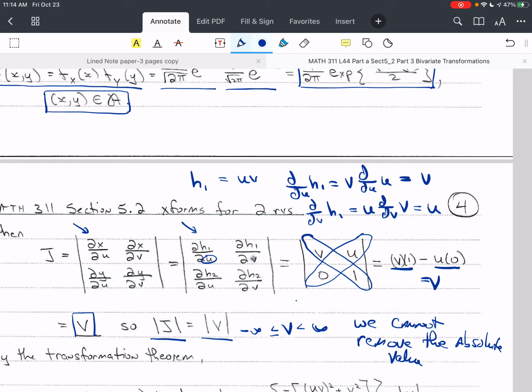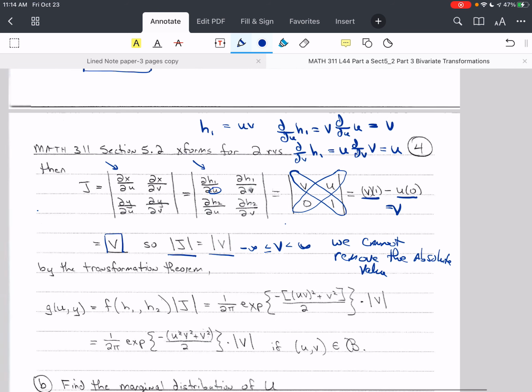Okay, so we cannot remove the absolute value. Now we're going to use the transformation theorem. And remember that the transformation theorem, and this is V, sorry about the typo, is f of h1, h2 times the absolute value of the Jacobian. And remember that we're going to substitute h1 for any place that we find x, and h2 for any place we find y. So h1 for x, h2 for y.